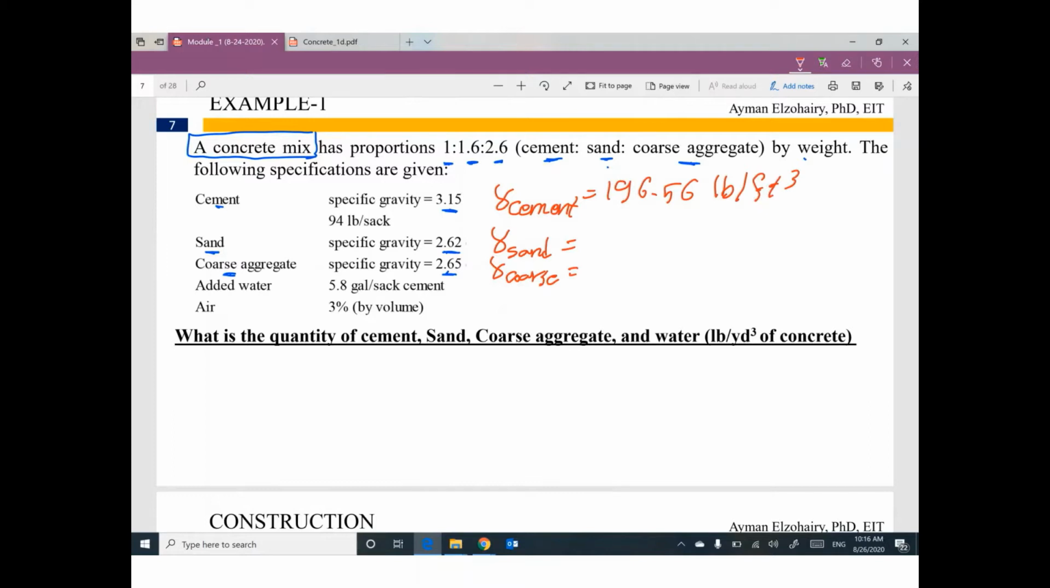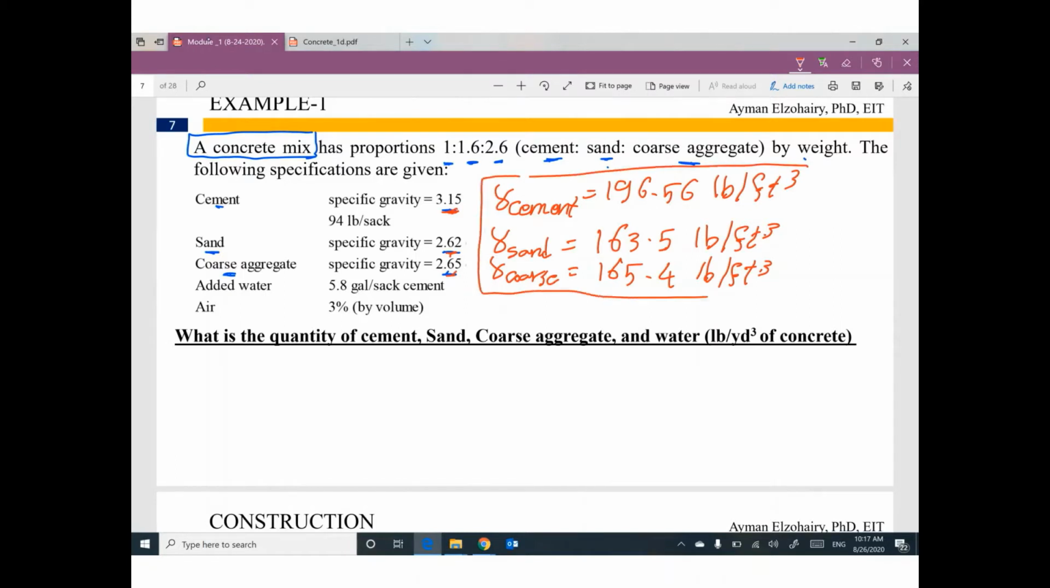For sand, 2.62, which is the specific gravity, times gamma of water, I can figure out this gamma: 163.5 pounds per cubic feet. Gamma for coarse aggregate will be 2.65 times 62.4, so 165.4 pounds per cubic feet. Specific gravity is given for each material, so I can figure out the value of gamma for each material.